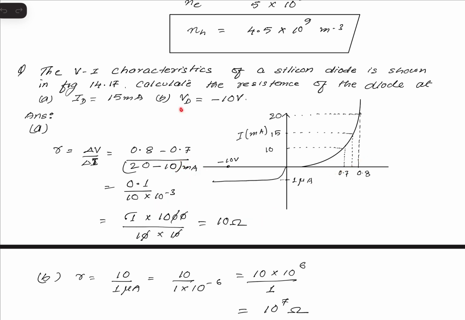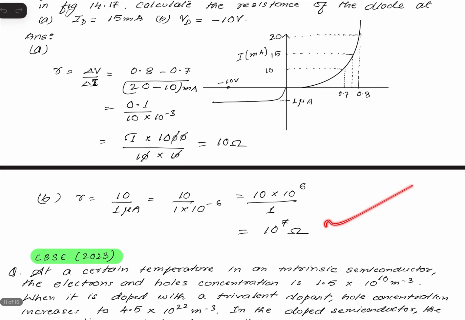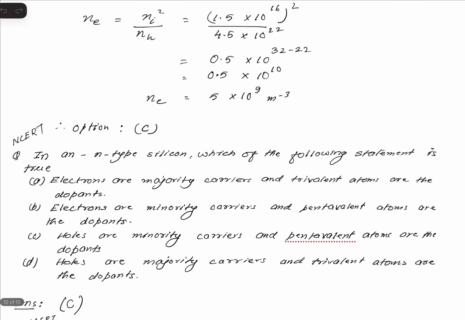Now for the next case, VD voltage is minus 10, reverse bias. Okay, so what is the resistance? For this voltage, you can see it is just one current. There is no change. It's almost flat, saturation. So we can straight write the answer. What? Voltage by this current is the resistance. Voltage is how much? 10 volt. What is the current? 1 microampere, reverse bias. Micro means 10 to the minus 6. So what is the answer? 10 to the power 7.